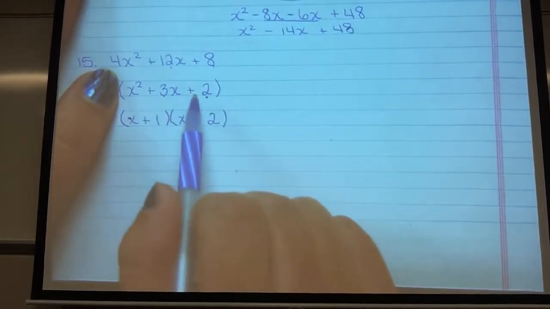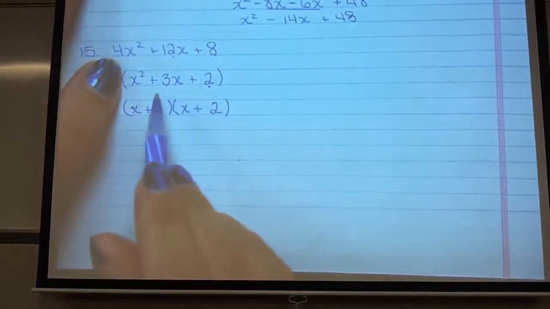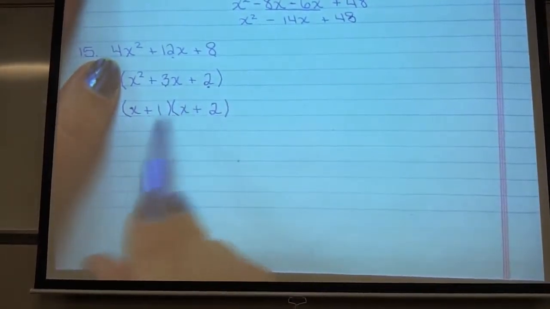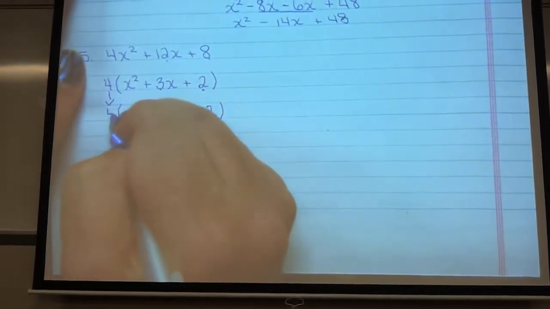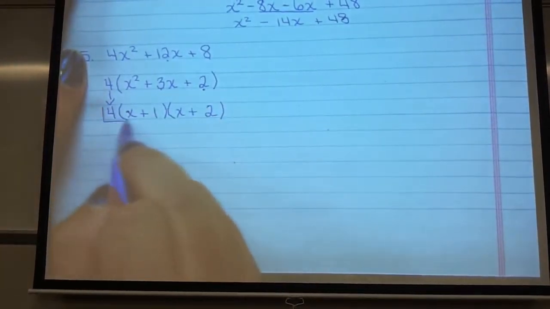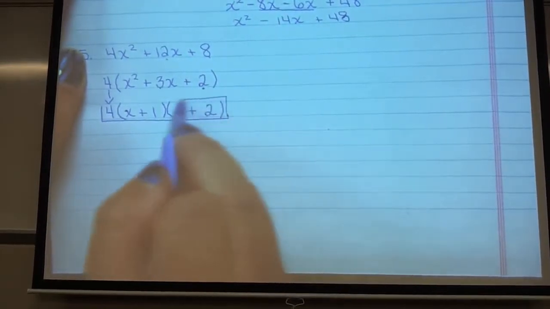And this is my new problem. Don't even look at this up here. You're just looking at what's in the parentheses now. You break it down. Once you have this part, you've got to bring your GCF down. You just leave it there, and you leave it like that. Okay, cool. And this whole thing is your answer.